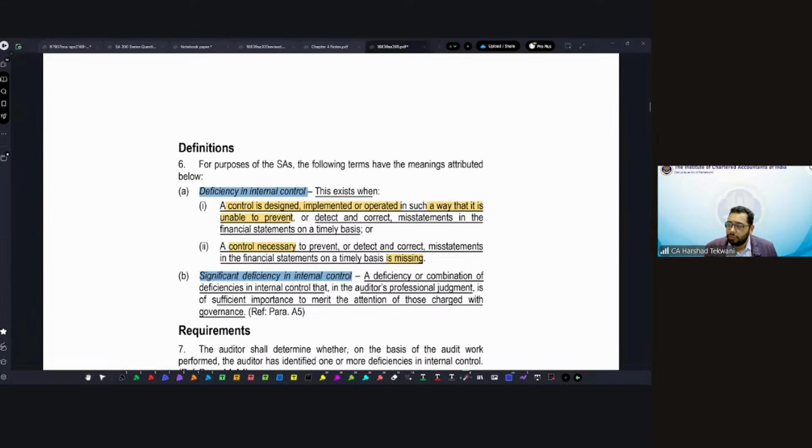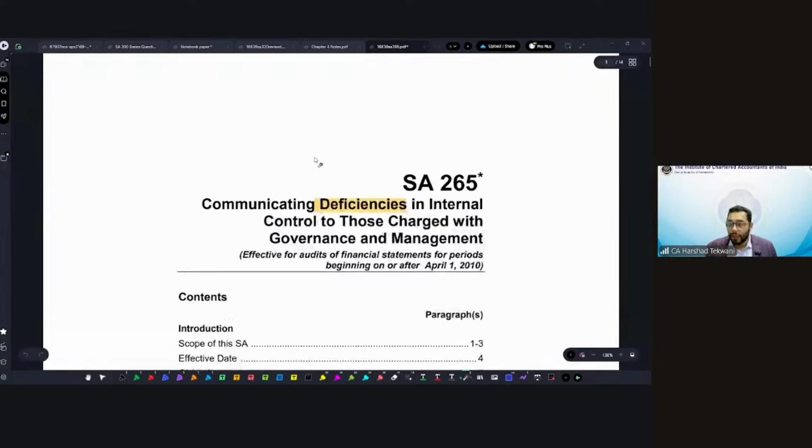Any further doubt, or do you have any further doubt, or are you clear with this particular part? Okay. So this was your SA 265 that we discussed. We discussed SA 265. We discussed a lot of components of SA 315, internal controls.